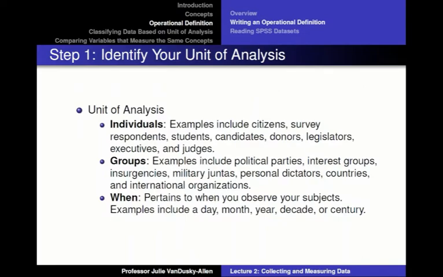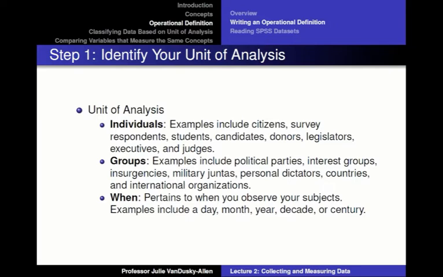The first step in writing an operational definition of a variable is identifying the variable's unit of analysis. Recall that the unit of analysis tells us who the variable applies to, which individuals or groups, and when they existed. The who of a unit of analysis could include a lot of different types of individuals. It could be individuals such as survey respondents, students, candidates, legislators, or judges. The groups of a unit of analysis could include a lot of different types of entities. It could be political parties, countries, or international organizations.